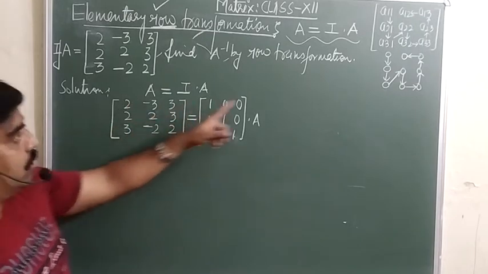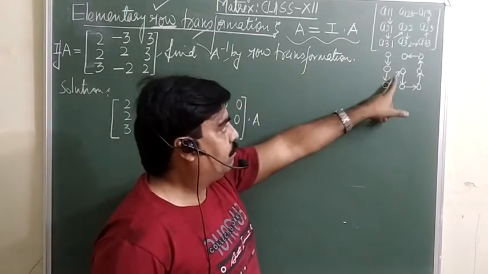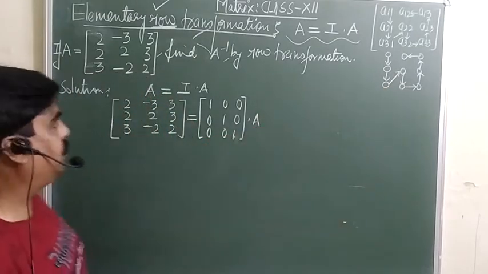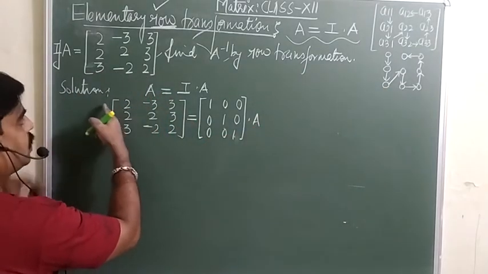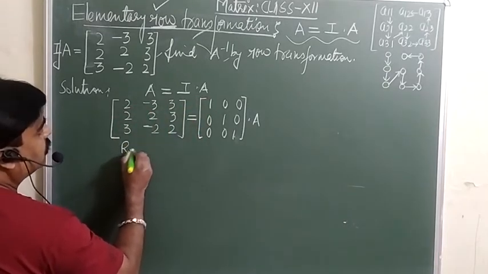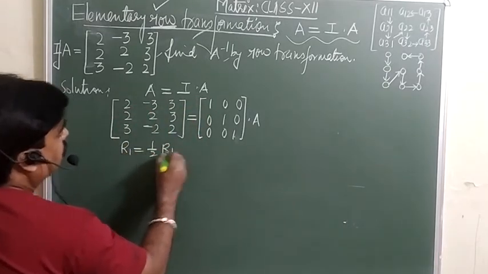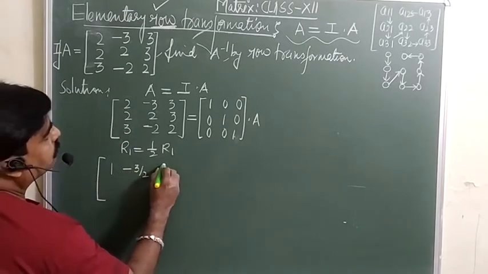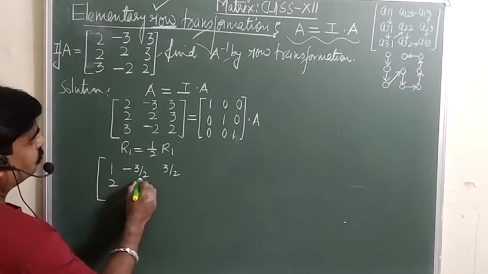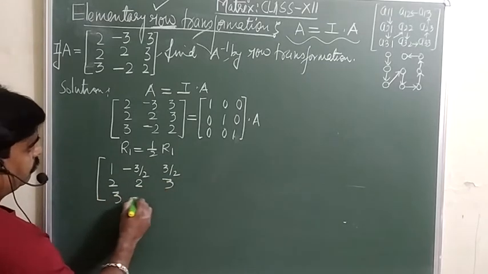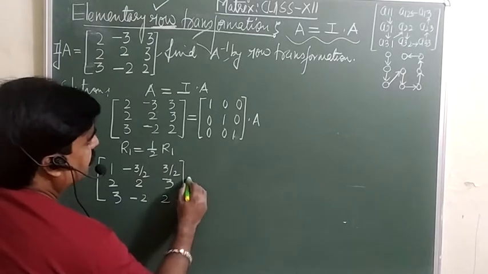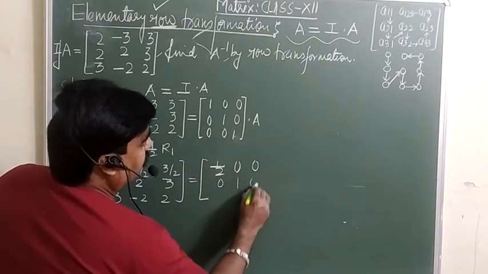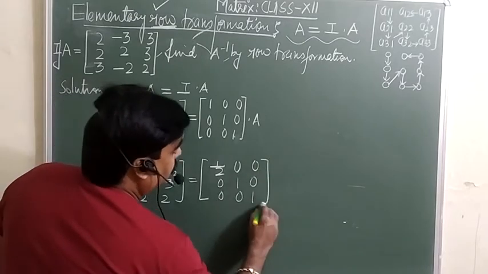We will start from here and apply this pattern. This is the trick by which you can easily find it. So here you want 1, so you can divide the first row by 2. Here you will get 1, -3/2, 3/2, then 2, 3, -2, and 2 will remain as it is. This will be 1/2, 0, 0, 0, 1, 0, 0, 0, 1, into A.